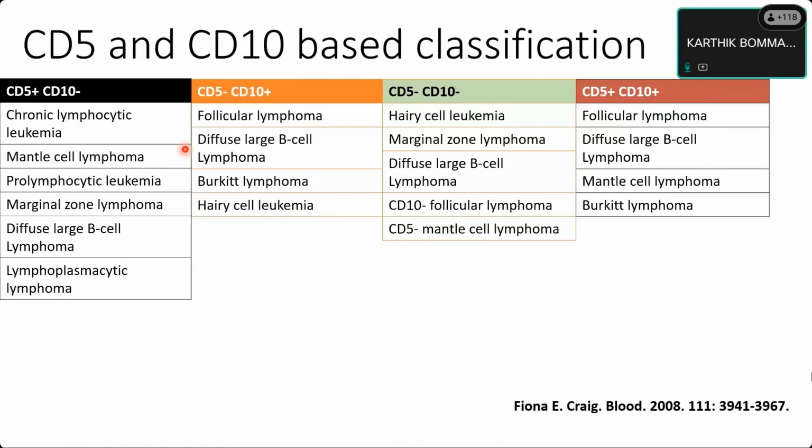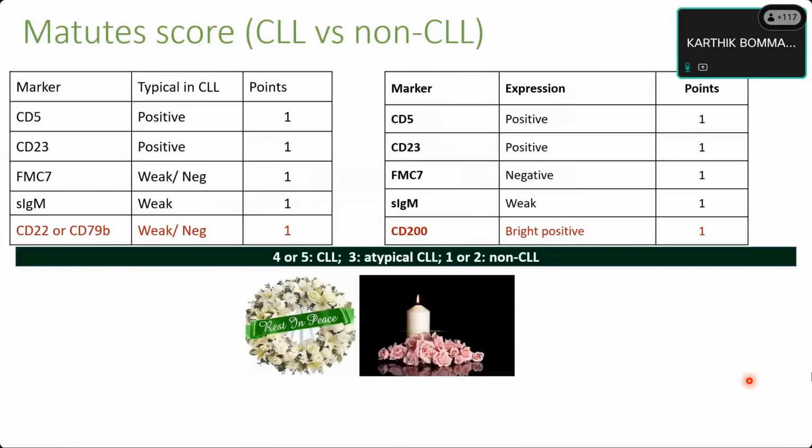Now in our case we are dealing with 5 positive, 10 negative. The common differentials, based on the clinical scenarios, are chronic lymphocytic leukemia and mantle cell lymphoma, which will have an aggressive presentation. So what is the Matutes score? As we previously described, there's not a single marker which will pinpoint an exact diagnosis of a leukemia or lymphoma. It's a combination of markers. The Matutes score is the one which was initially followed.